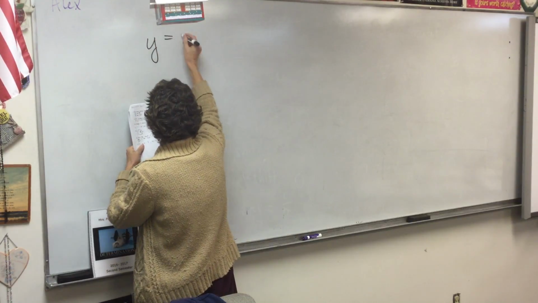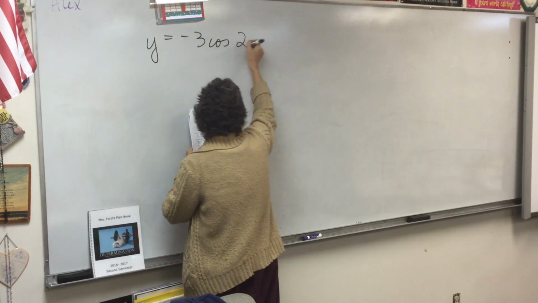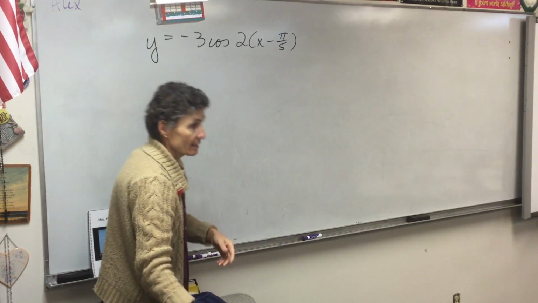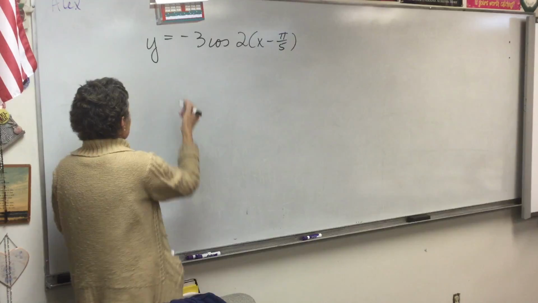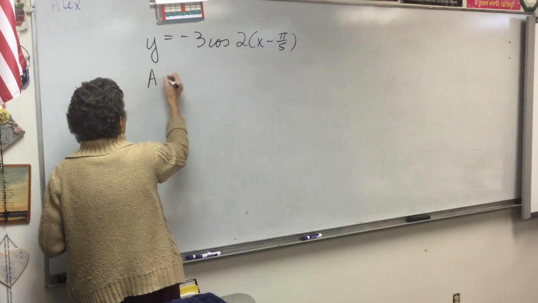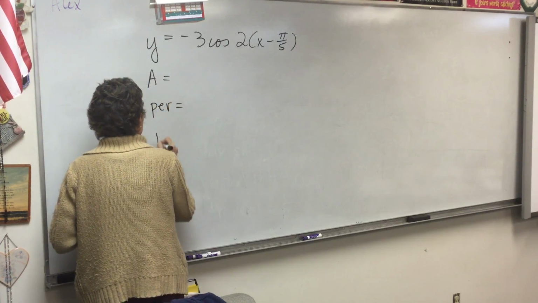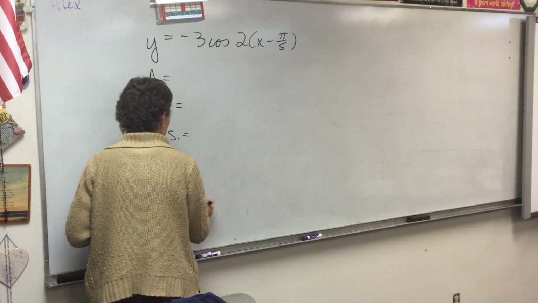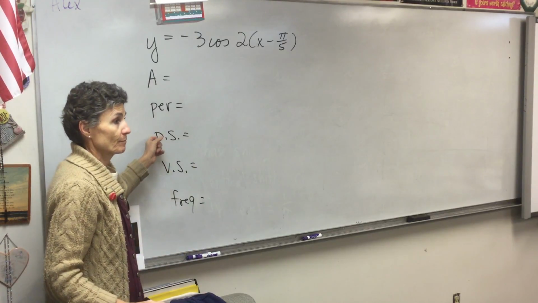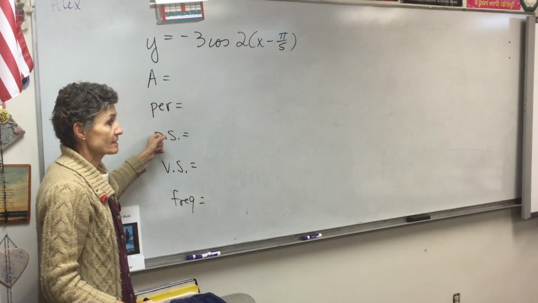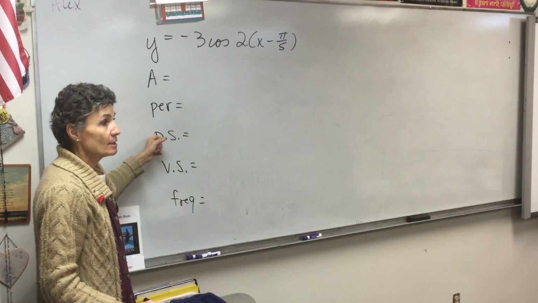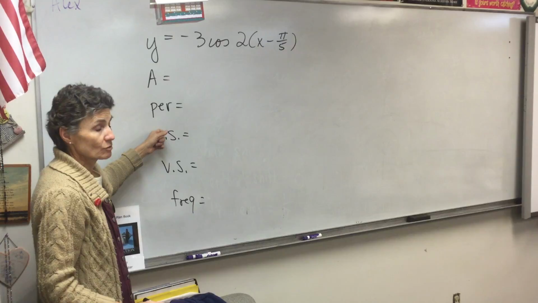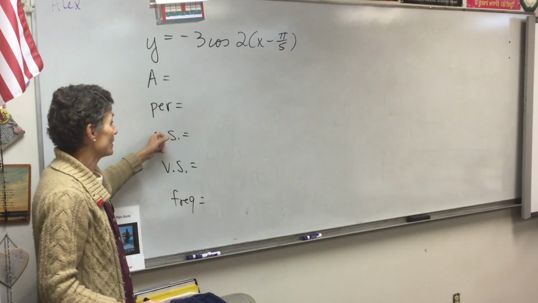Here we go. We are sketching this equation. And yesterday we had done everything but the sketch. So yesterday we filled in all the information. Let's go ahead and do it again: amplitude, period, phase shift, vertical shift, and frequency. Now, remember phase shift is the same as horizontal shift. So don't be confused if on the next review sheet I have horizontal shift written there. They are the same thing.